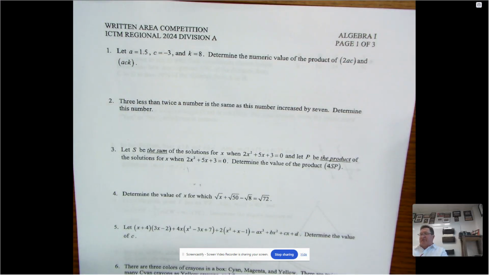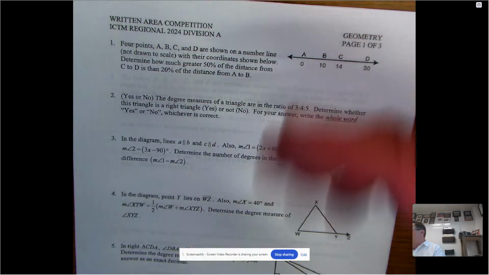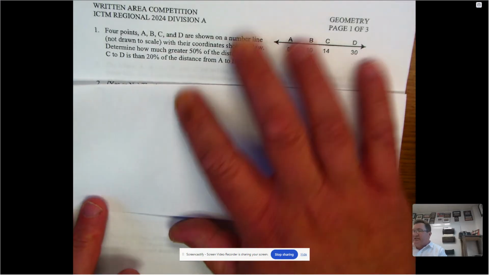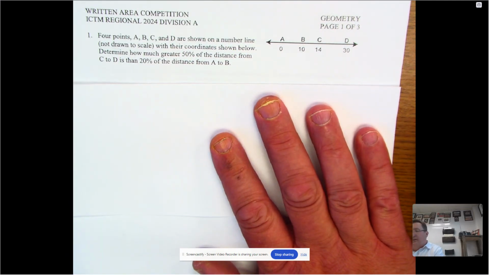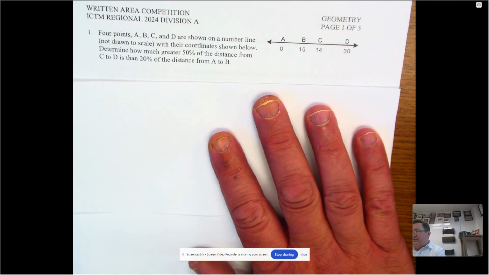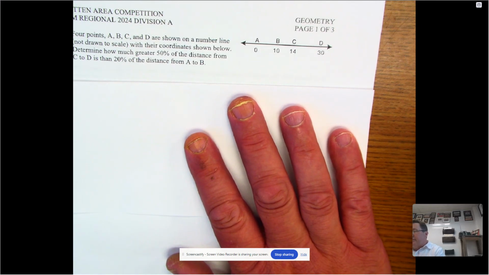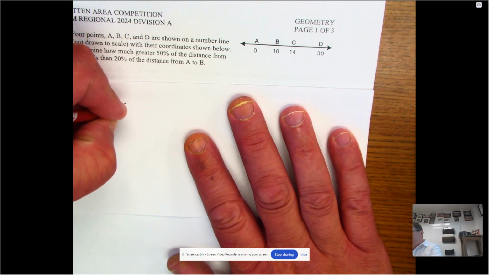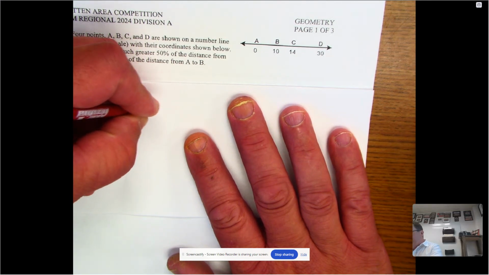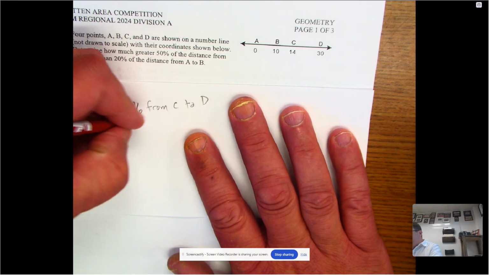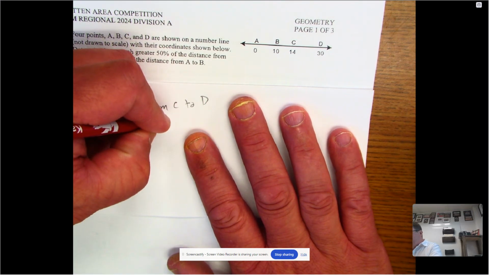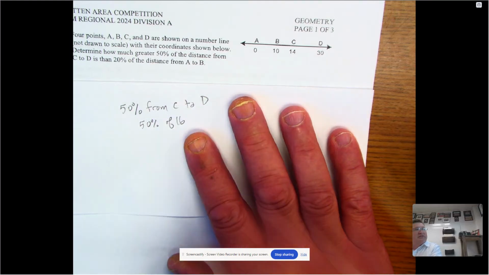All right, let's see what the geometry question has to do. So the first question of geometry in the 2024 test was that 4 points A, B, C, and D were on a number line with their coordinates shown, and determine how much greater 50% of the distance from C to D is than 20% of the distance from A to B. So 50% from C to D, well, from C to D is 16, so that's 50% of 16, right? 30 minus 14 is 16.